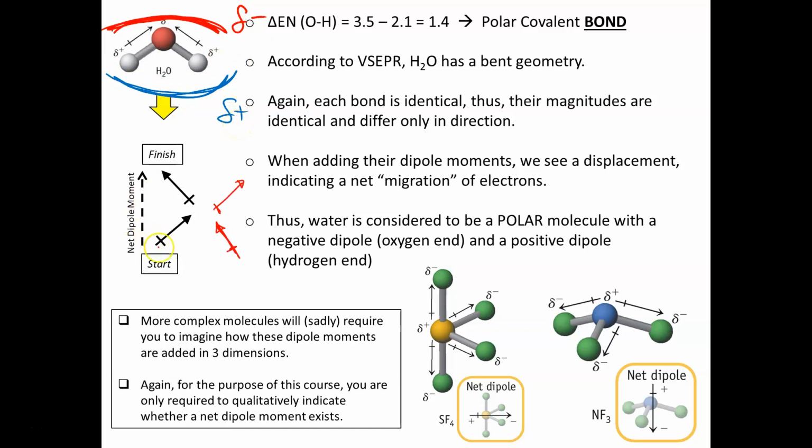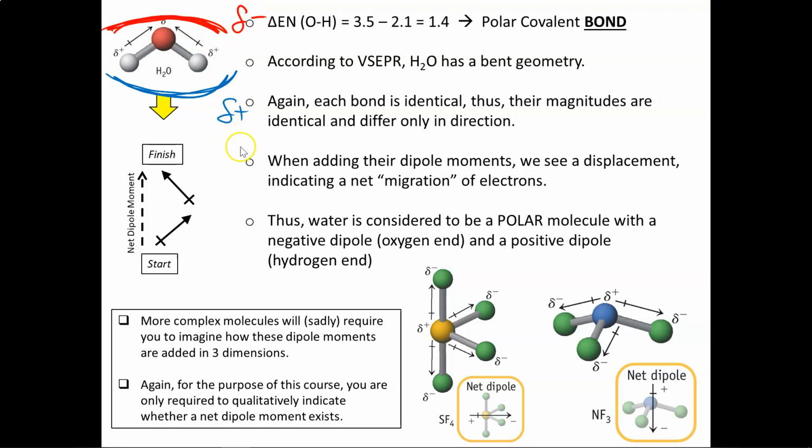Again, it doesn't matter if you add this dipole moment first, then this dipole moment, or if you add this one first and then this one. In both cases, they tell you the same thing. The electrons are migrating towards the oxygen end. Because the water molecule has oppositely charged ends, we can call this a polar molecule. It has polar covalent bonds inside of it, and its molecular geometry allows for polarity. It allows for charge separation. It separates the charges to opposite sides.